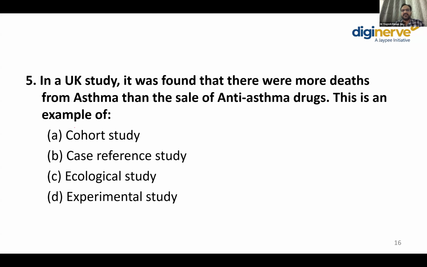Suppose what they are doing, they are just talking about randomly for the whole population. More deaths from asthma in the whole population, and sale of anti-asthma drugs for the whole population again. So they are talking about the population only. They are not talking about the individuals. They are not playing with the numbers.